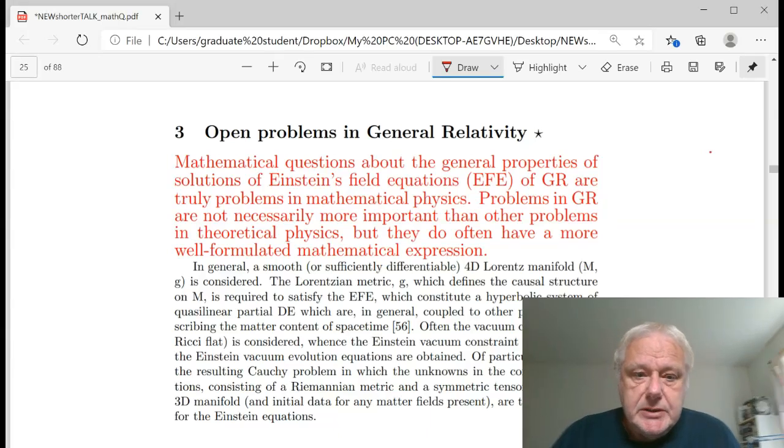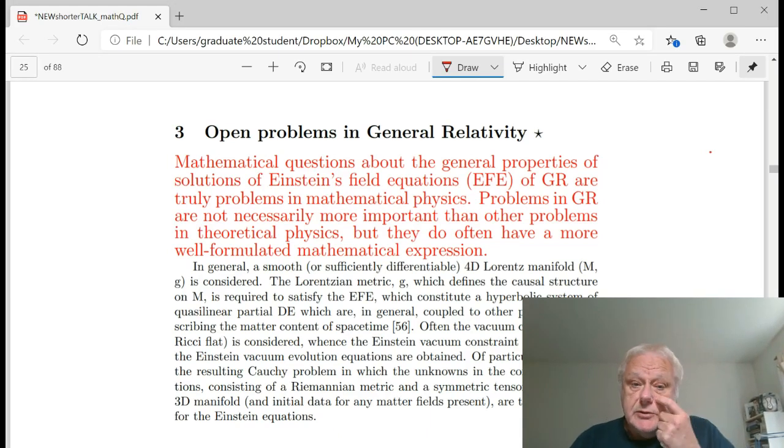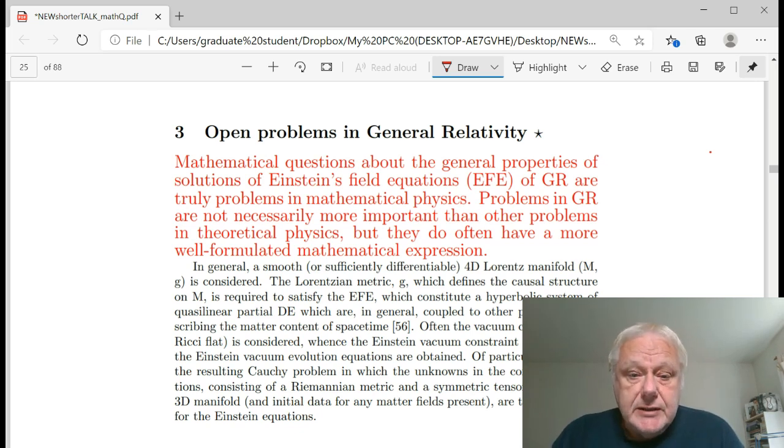So in this third section I'm going to discuss problems in general relativity. You'll notice a little star there, and this section has a lot more technical details, and so here I'm just going to try to give a little bit of a flavour. Let me just put it into some context.